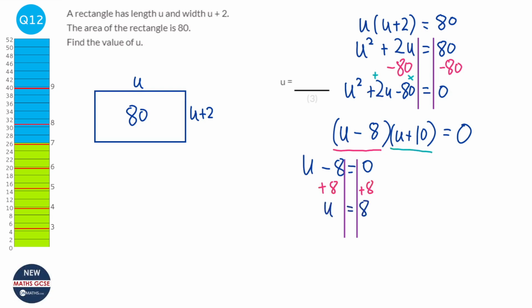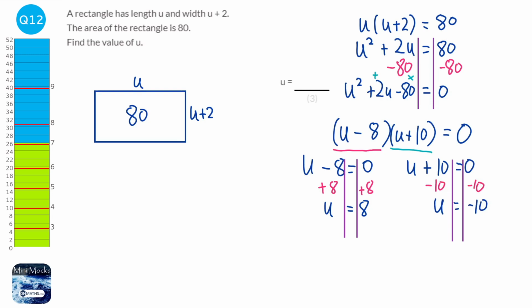And we're going to do the same for this right hand bracket. So u plus 10 equals 0. Take away 10 from both sides. So u equals minus 10. Now it might get confusing because it says find the value of u, but a length needs to be positive. So this minus 10 is not the correct answer. Our correct answer will be 8.